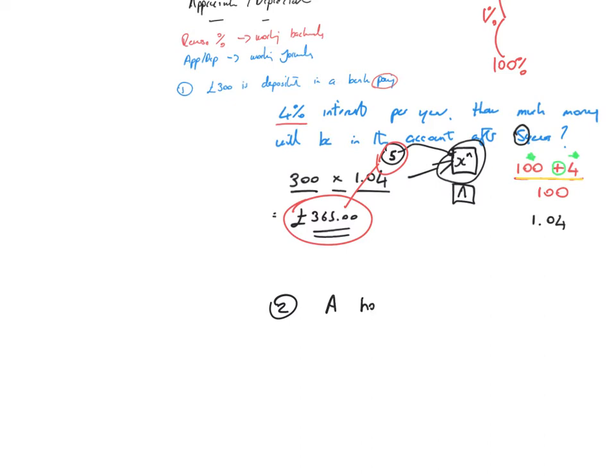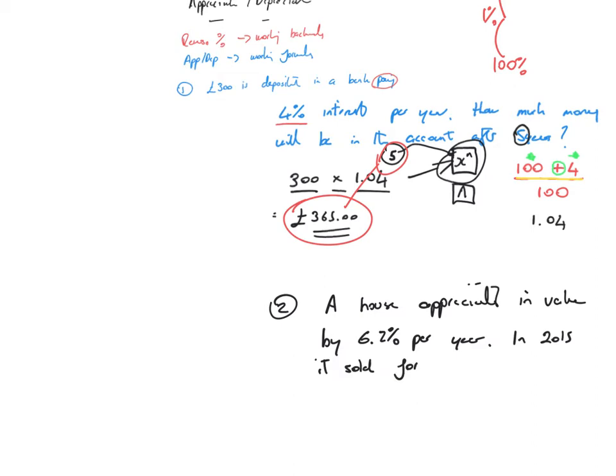Okay, a house appreciates in value by 6.2% per year. In 2015 it sold for £150,000. Find the value in 2020.